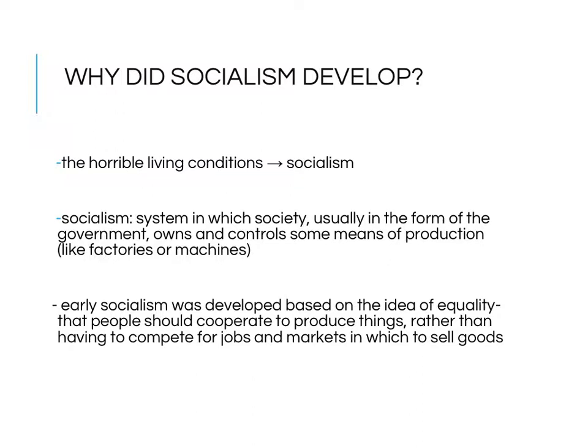So the idea behind socialism is that the Industrial Revolution created more inequality in society because you have the factory owners who became very, very wealthy, and then the workers who are very, very poor. And so they're doing the labor, but they're not really getting a big benefit from that. And so socialism tries to fix that situation. So early socialism was developed based on the idea of equality, that people should cooperate to produce things rather than having to compete for jobs and markets in which to sell goods.